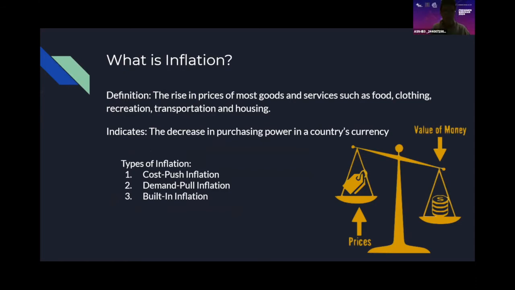Okay. So the definition of inflation is the rise in prices of most goods and services such as food, clothing, recreation, transportation, and housing. What indicates inflation is the decrease in purchasing power in the country's currency.